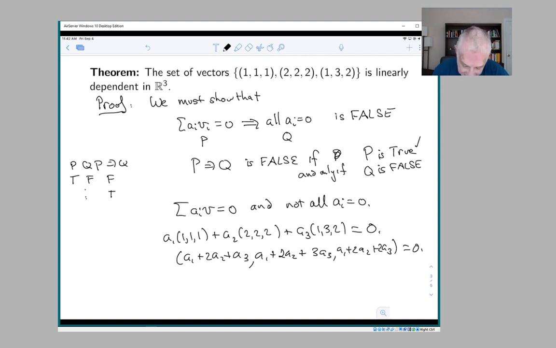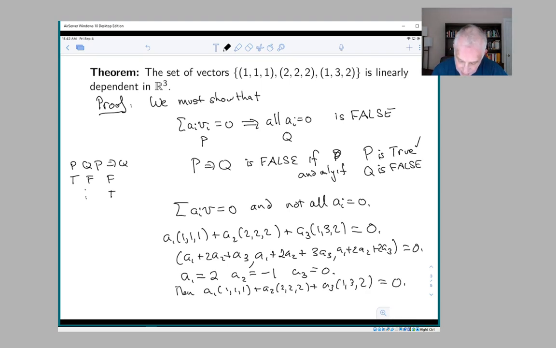And if you look here, if we take A1 to be 2, A2 to be minus 1, and A3 to be 0, then each of these terms is 0. And not all of the Ais are zero, because A1 is 2 and A2 is minus 1. So we've shown here that the vectors are linearly dependent. They're not linearly independent.